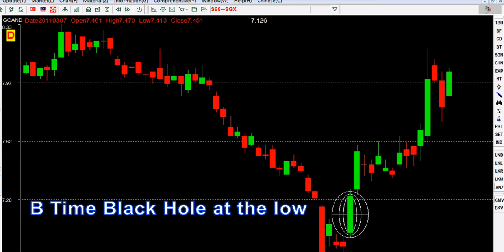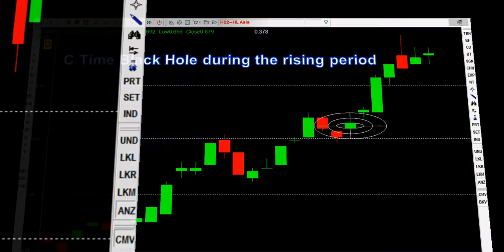We should focus on the candlestick. If you see the candlestick upward breakout the time black hole, you should know this is the buy opportunity. Okay, so you can see the price continues to go up. Then we can see the next chart.